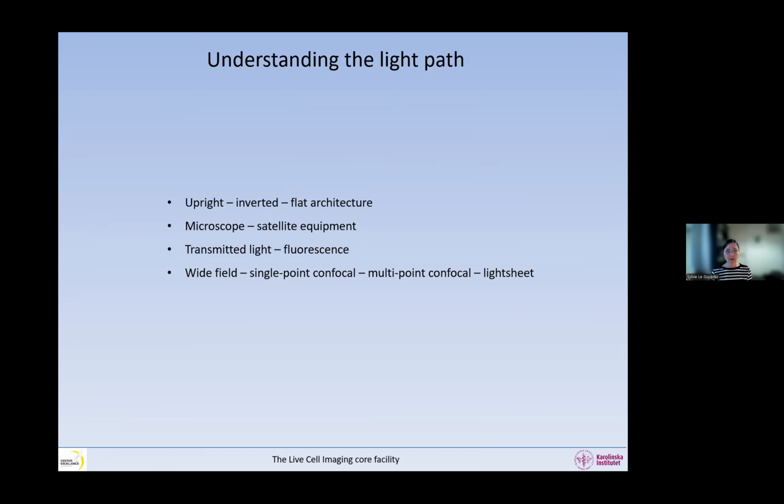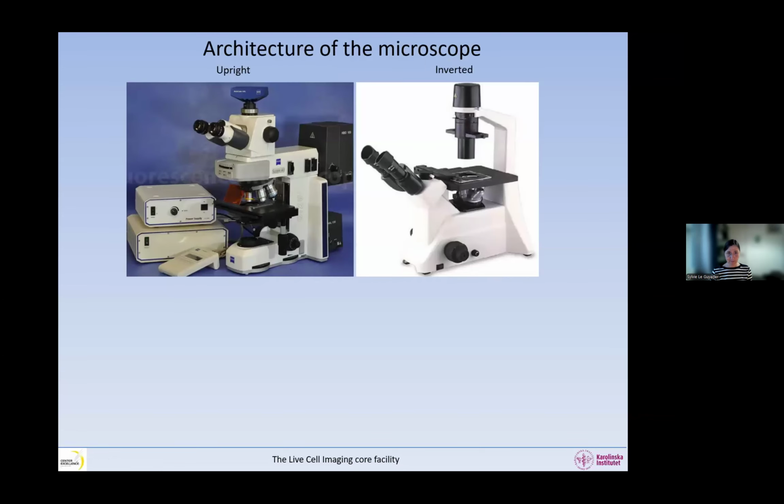So this first lecture will cover these 3 parts, and then there will be one more little lecture and one more little lecture. So first we're going to talk about the architecture. So upright, inverted, or flat. So these are 2 types of microscope. This one is upright and this one is inverted.